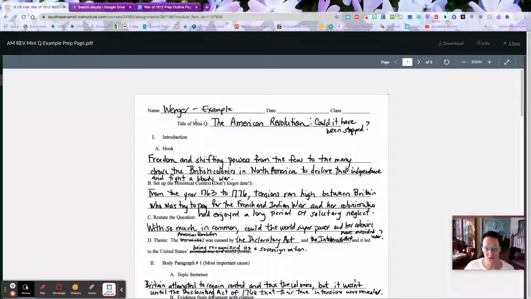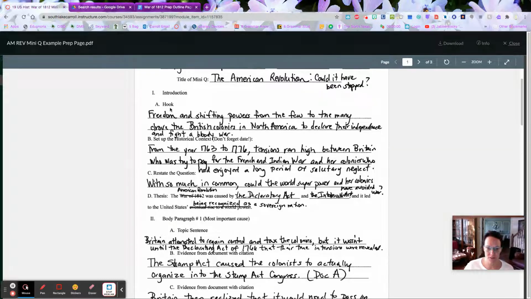The title of your mini-Q obviously is the War of 1812, and you're going to first start with your hook. Remember, skip the hook if you can't think of something, because you will get stuck here, and maybe it'll come to you while you gather the information for the rest of your essay. You'll set up the historical context. Remember that this is the who, what, when, where, how, why of the historical event or time period that you are writing your mini-Q on.